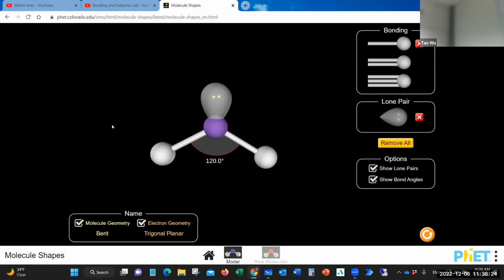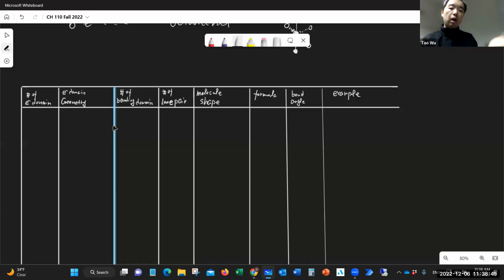So that is why sometimes if you have lone pairs around the central atom, the geometry of the molecule is different from the electron domain geometry. That makes sense, right? So that is why we have some of the options. Okay, yeah, we have some of the options. So here we're going to talk about some of the options.